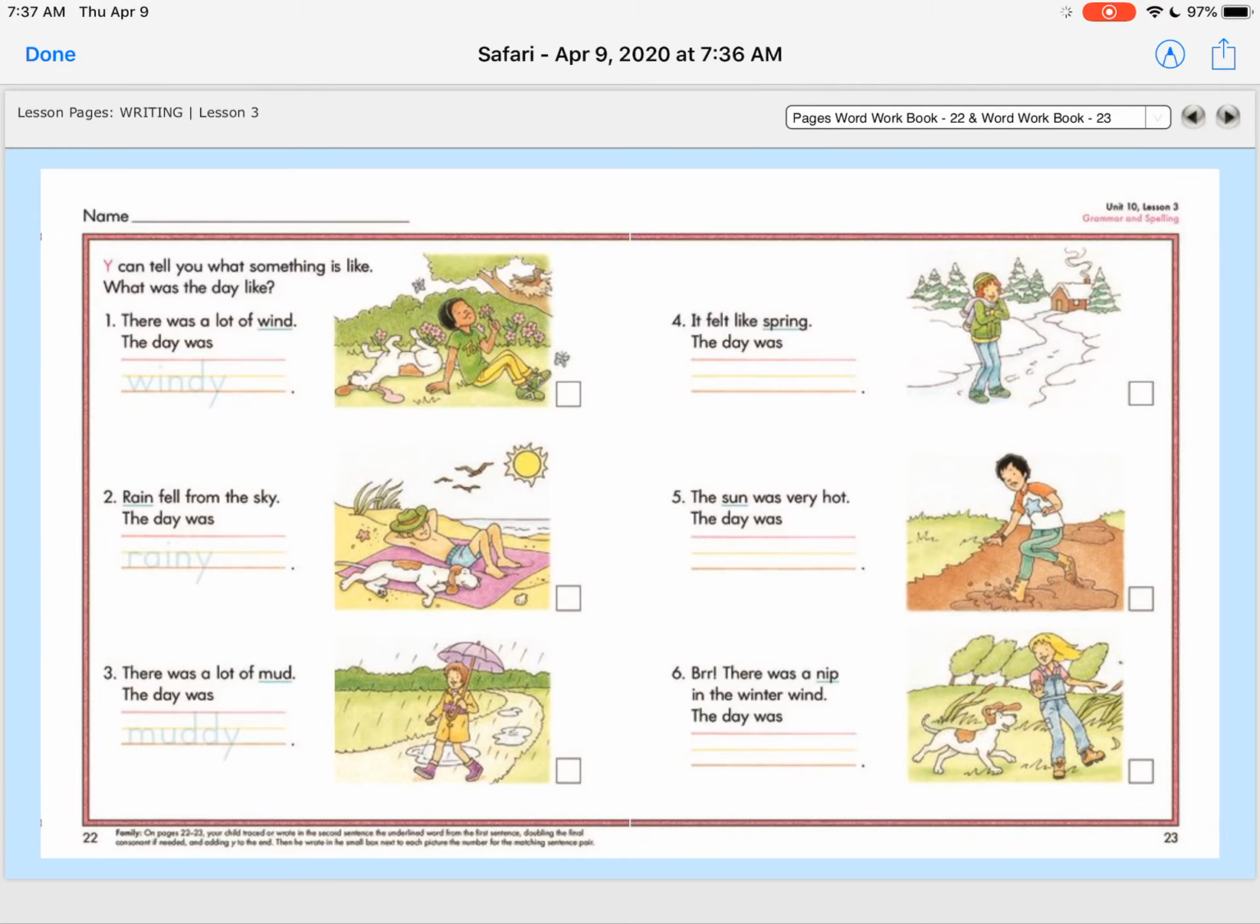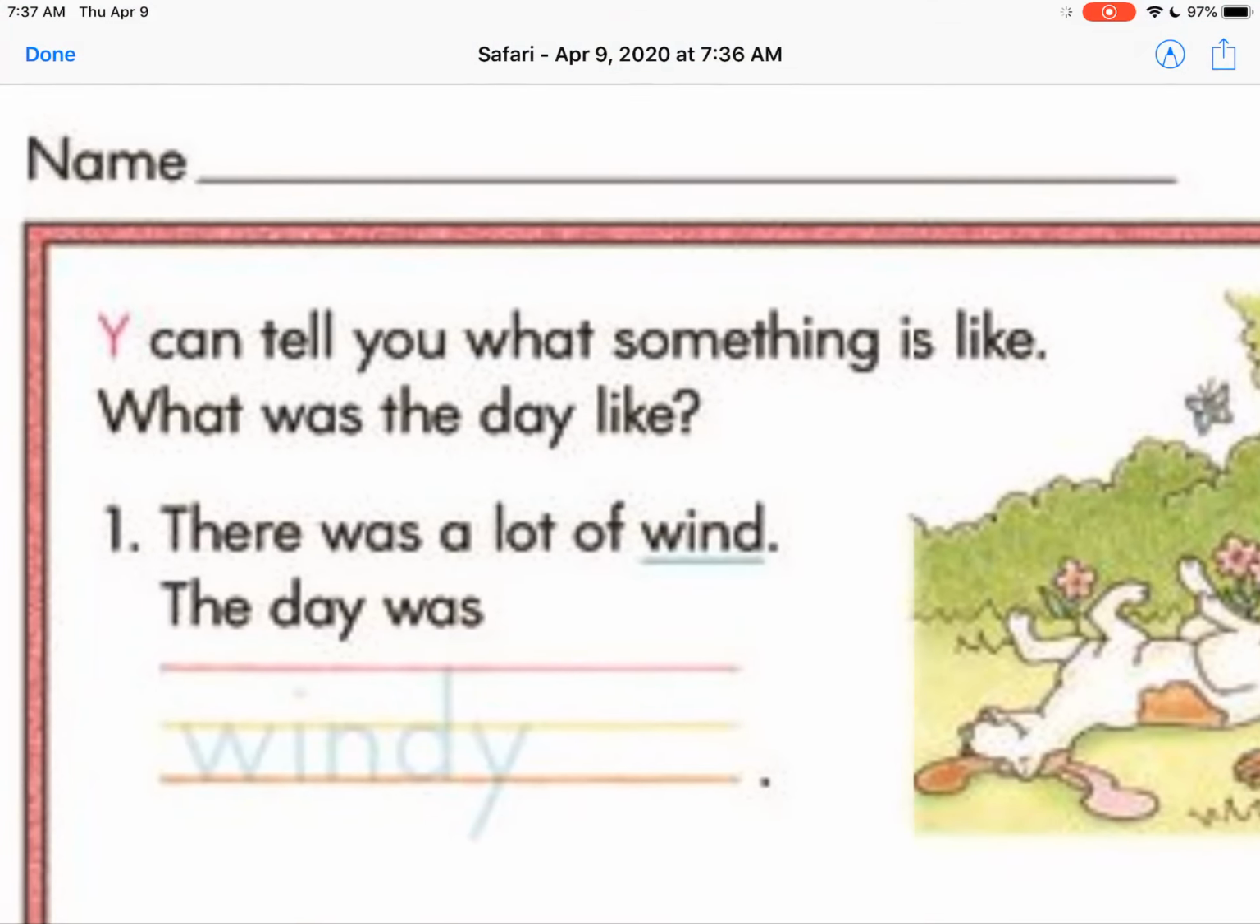I want you to look at the very top sentence of the page. And the top sentence says, "Y can tell you what something is like." So what that means is that adding Y to the end of the word can make a describing word that tells what something is like. For example, rainy weather is weather with rain.